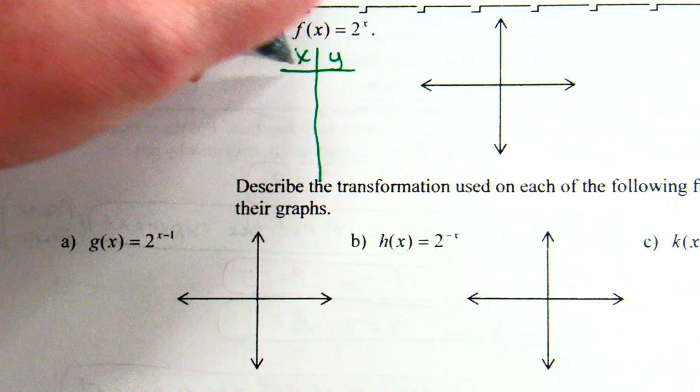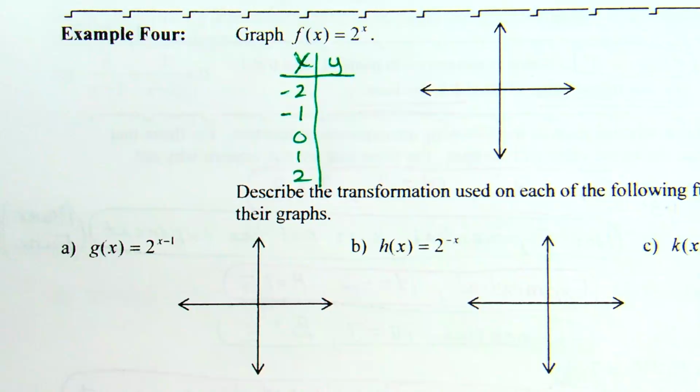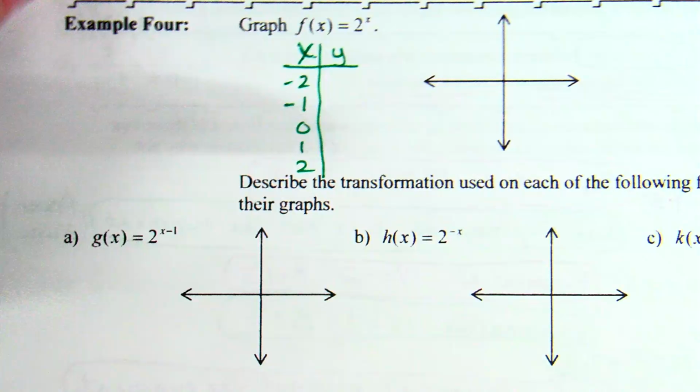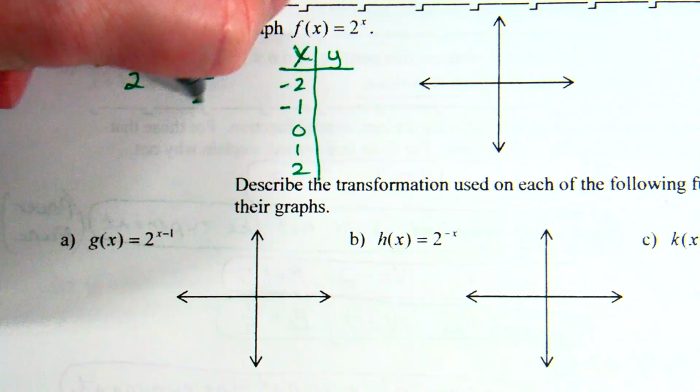I'm going to set up an xy chart. Can you guess what x values I'm going to throw in here? Yeah, negative 2, negative 1, 0, 1, 2. Yes, you need some negatives in here because you need to see what that graph is doing on the negative side here. Okay, put in negative 2. What do you know about 2 to the negative 2? Negative exponent does what? Takes it to the denominator. So this is 1 over 2 squared. What is 1 over 2 squared? 1 fourth.